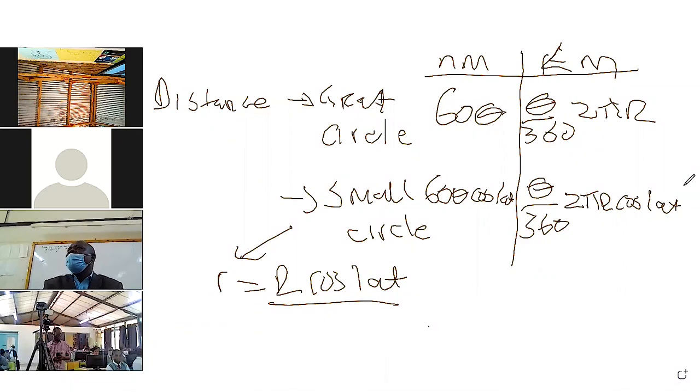And the small circles are the latitudes. In this case, the theta is different. The theta in the small circle is the angle between the longitudes, while the theta in the great circle is the angle between the latitudes. So that is how you apply that. I hope I've answered you. It's okay.